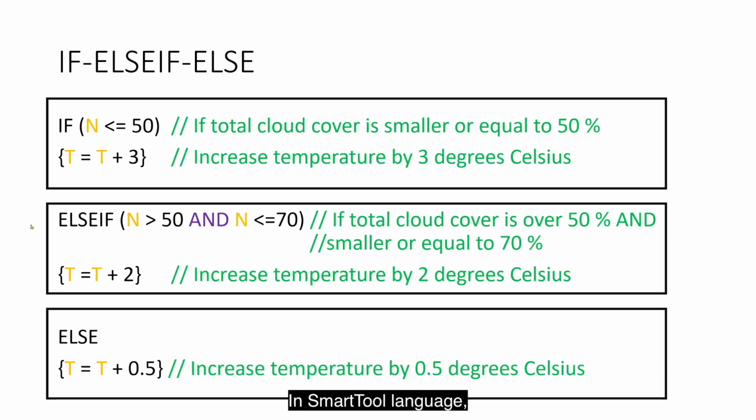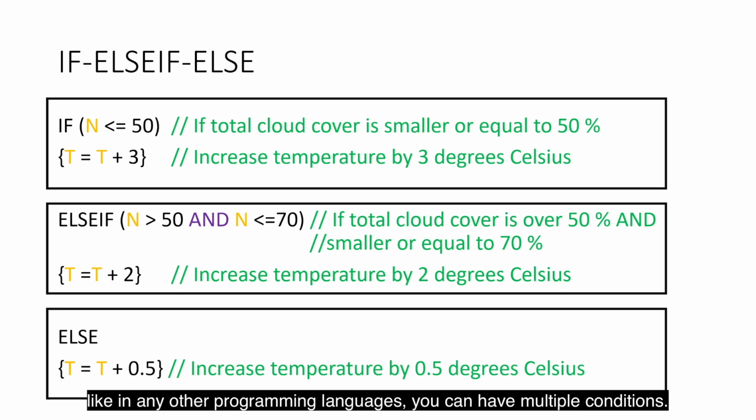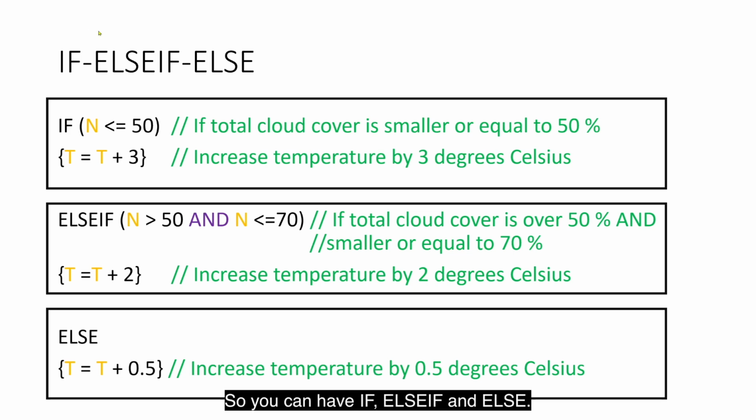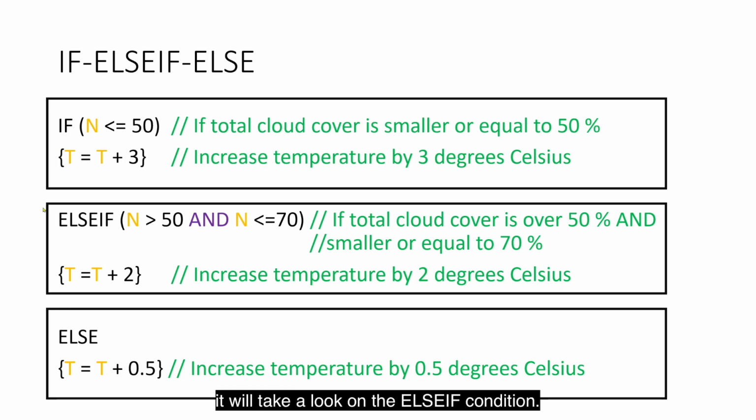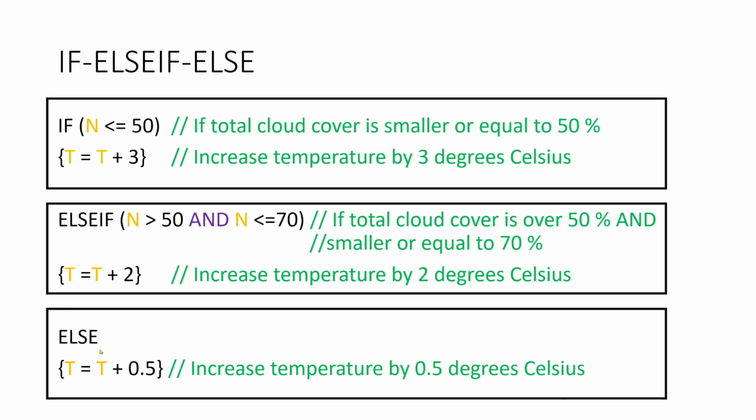In SmartTool language, like in any other programming language, you can have multiple conditions. So you can have if, else if, and else. If the first condition is not fulfilled, that is the if condition, it will take a look at the else if condition. And if that one is not fulfilled, it will finally take a look at the else condition.